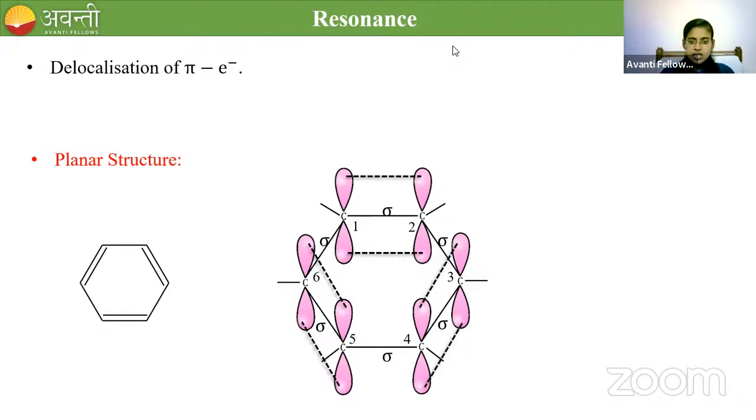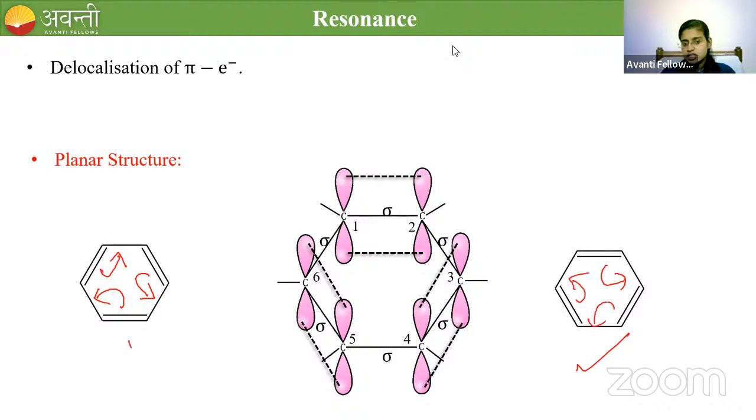What has happened here? I have delocalized, shifting these pi electrons here, and this here, and this here, which leads to this structure. Then again, if I shift back these electrons, I will get back the first structure, and this is the second structure. So the pi electrons are getting delocalized over the 6 p orbitals, and this is called resonance.